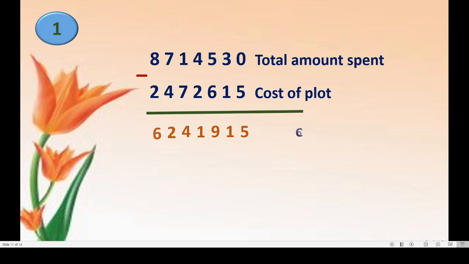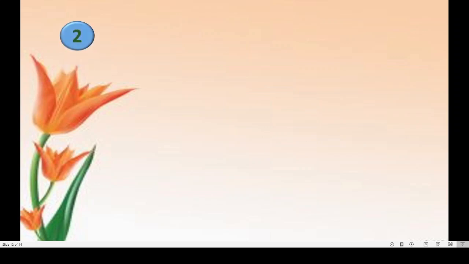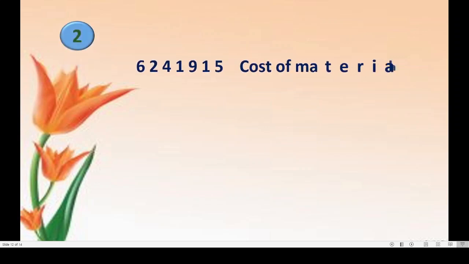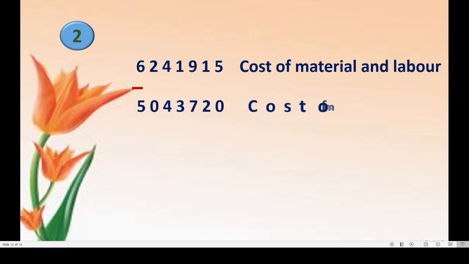Isn't it? This is the cost of material and labor. Okay, because we have subtracted the cost of the plot. Got this? This you have to remember. We will carry forward this amount. In step 2, we will write this, that is the cost of material and labor. From this we will minus the cost of the material that we know, that is 50 lakhs 43,720, correct?